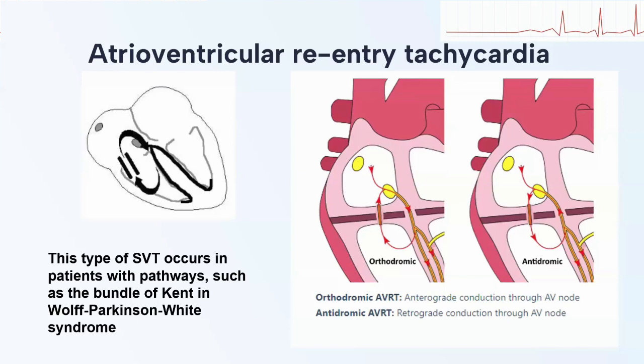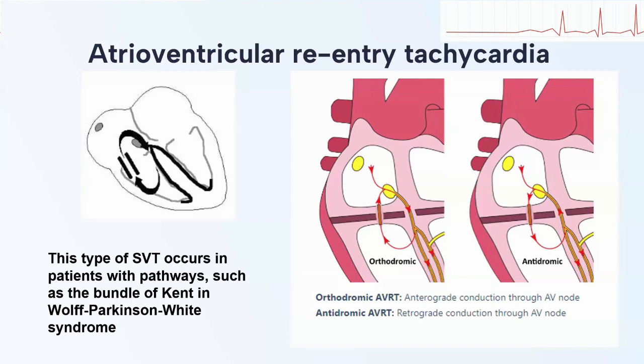Okay, so then the next one is your atrial. So this is still part of supraventricular tachycardia. So the next one is your atrioventricular re-entry tachycardia. So this type of SVT is associated with an accessory pathway. So usually in Wolff-Parkinson-White, you'll see a bundle of Kent.